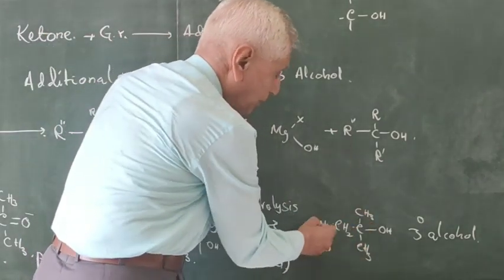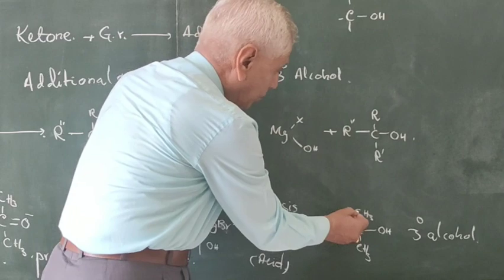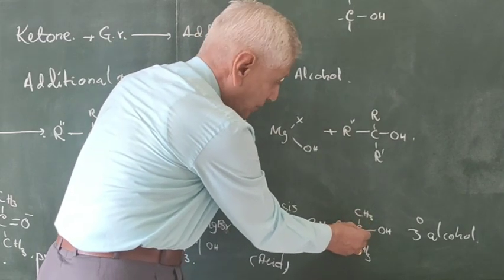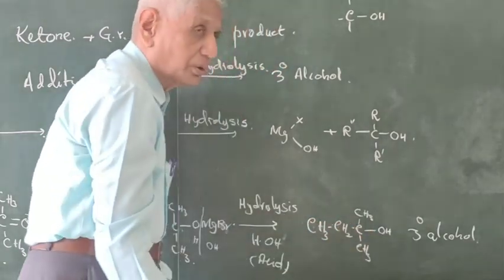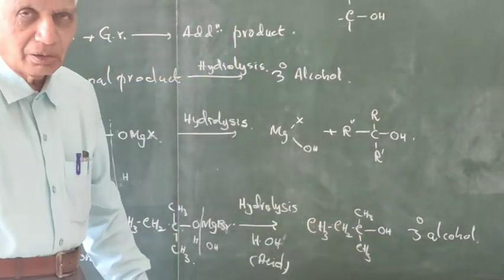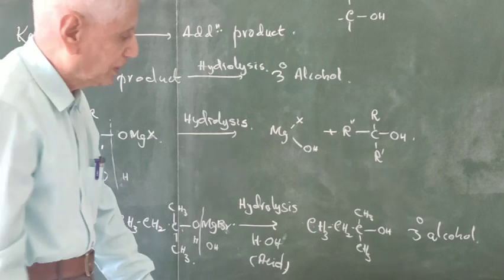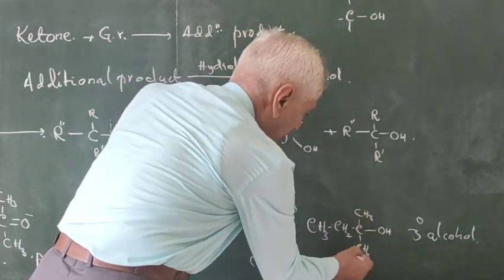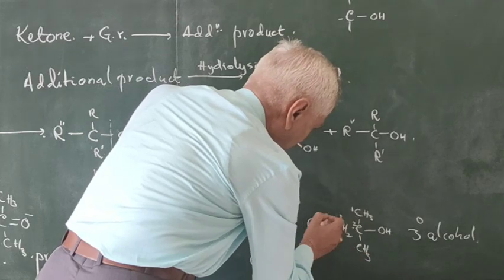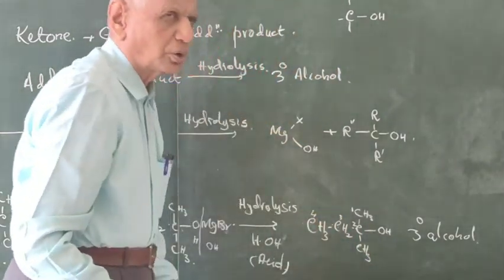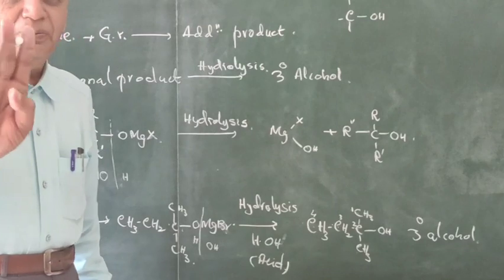1, 2, 3, 4. Because if you count from this end, the OH becomes second. Suppose you count from this end, 1, 2, 3. Which is the lowest number, 3 or 2? 2. Therefore, you have to count from this end. So the compound contains 4 carbons.